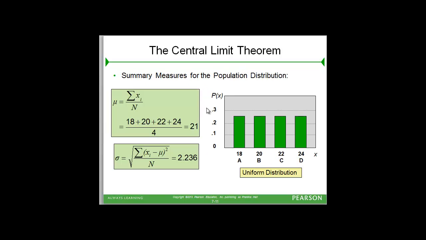We calculate their population mean. Mu is the sum of all 4 people's ages divided by 4, which is 21. So the average of their age is 21. 21 is the population mean, and sigma is 2.236.